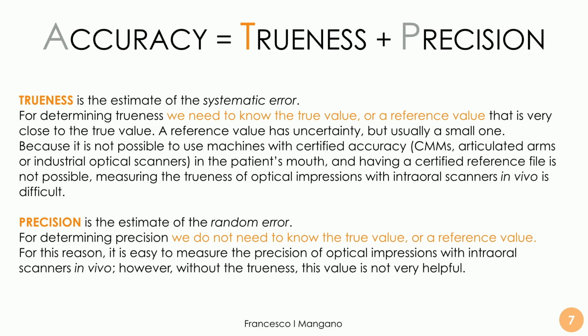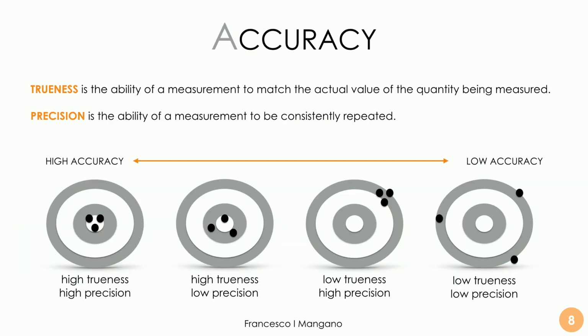But let's go back to the trueness, because trueness is much more important. It's probably the most important thing, and it's the key factor in determining the accuracy. So trueness is the ability of a measurement to match the actual value of the quantity being measured.